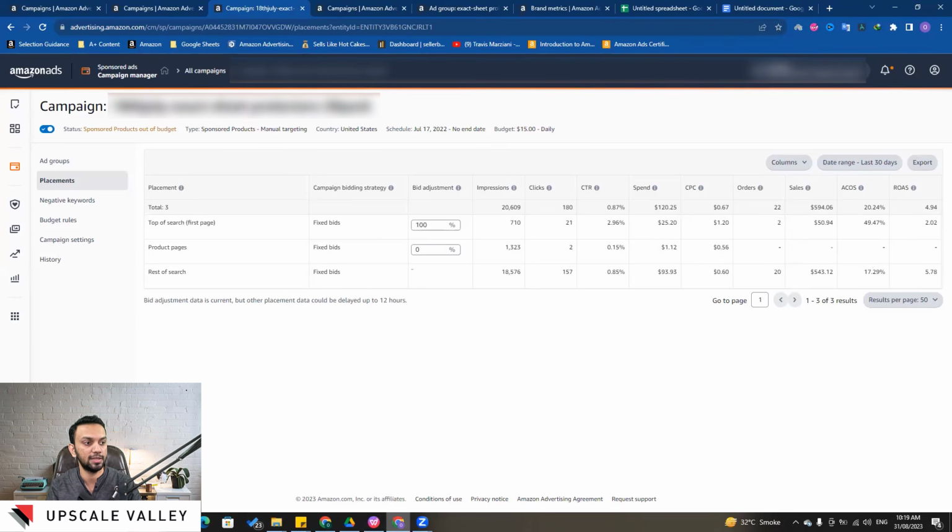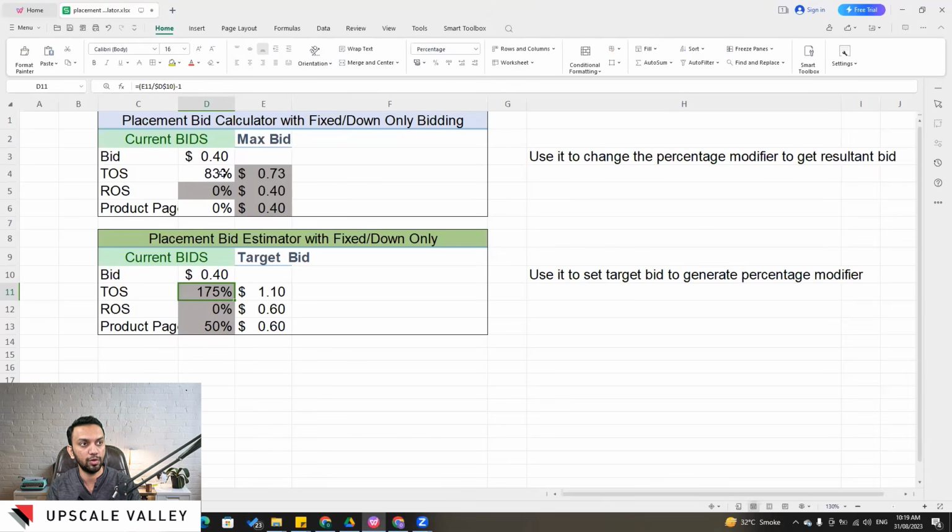So in that case, we are not going to play with the bid here. Let's say the bid is the same 60 cents, but instead of 100% top of search placement, we are going to decrease this to 83%. My target first was $1.2, it was 100% top of search placement, but I can see the ACOS at rest of search is fine, but the ACOS at top of search is higher. Now I want the top of search ACOS to get lower down by 1.1, so I'm going to decrease the top of search placement to 83%.